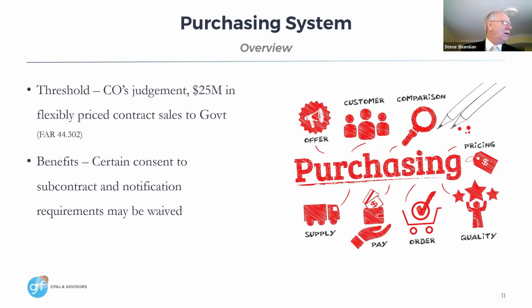Let's read the exact language. It says the ACO shall determine the need for a CPSR based on, but not limited to, the past performance of the contractor and the volume, complexity, and dollar value of subcontracts.